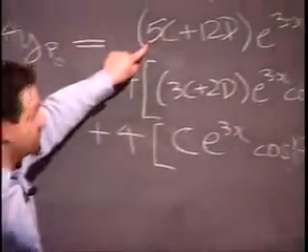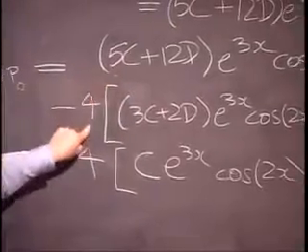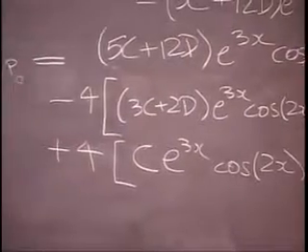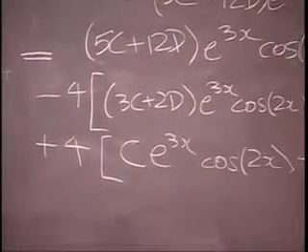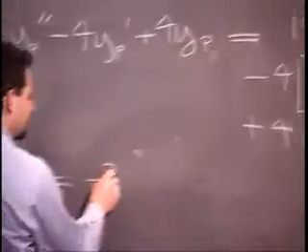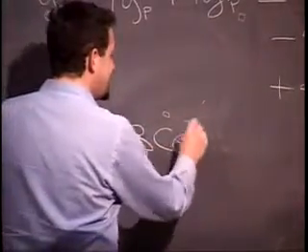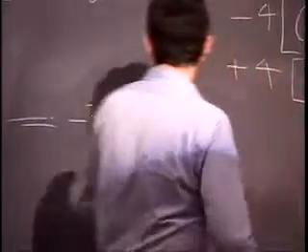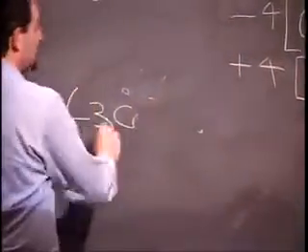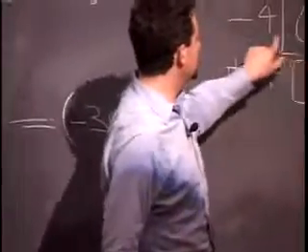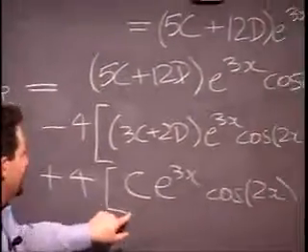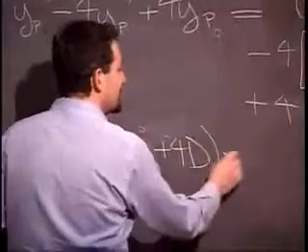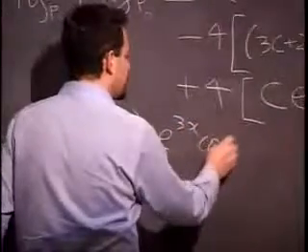I have in the cosine column 5c minus 12c plus 4c. So 5 minus 12 plus 4 is minus 3, minus 3c e to the 3x cosine. Well, I should do the d's as well. How many d's have I got? 12d minus 8 is 4, and that's it. So it's minus 3c plus 4d, e to the 3x cosine 2x.